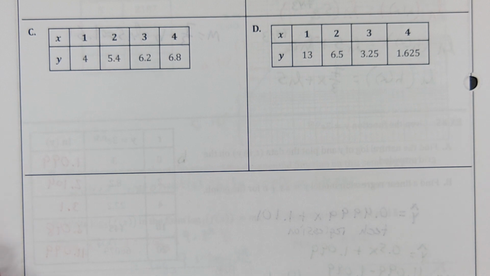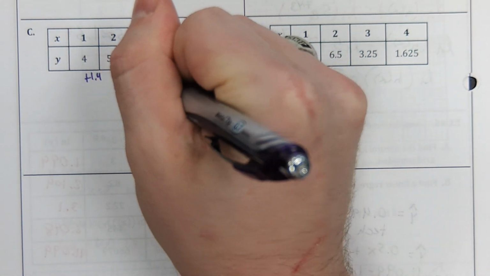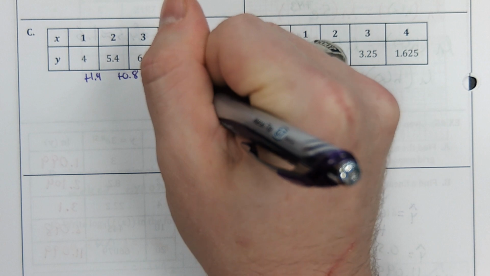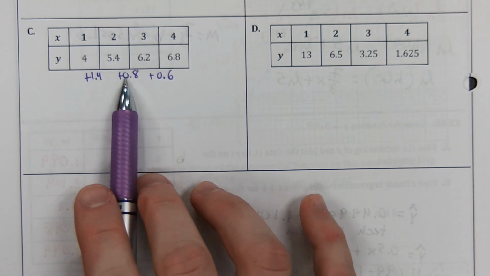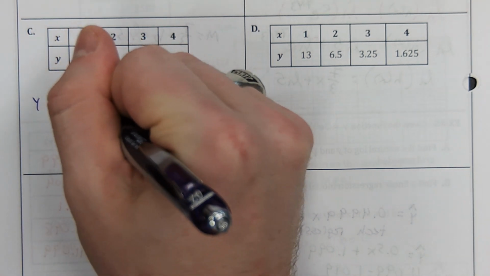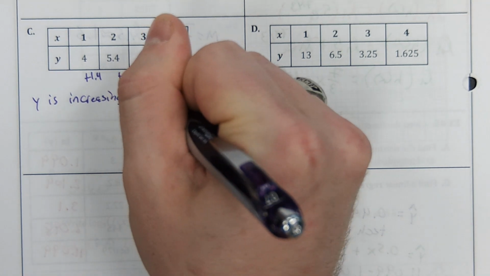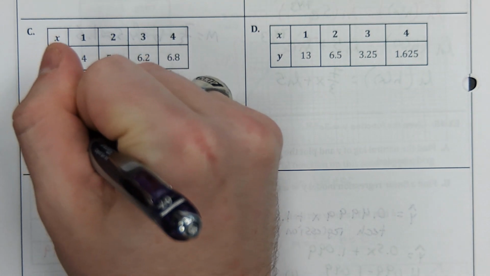All right. Let's check out our first differences. Here I have plus 1.4, then plus 0.8, then plus 0.6. So what do we recognize about the y values? The second difference is decreasing. Or you could just see that this number is not as big each time. So what we could say is y is increasing at a decreasing rate. So yeah, the second difference is negative.